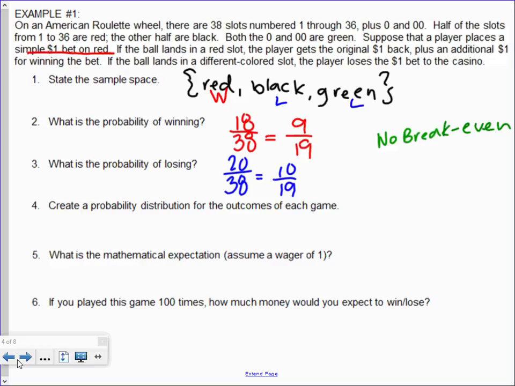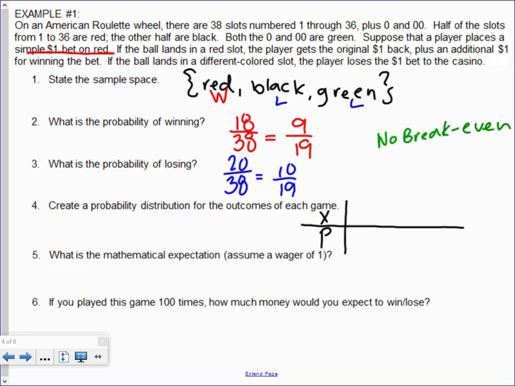We want to create a probability distribution. So that's our values and our probabilities. I'll just label it X for value, P for probability. And talk to me about when I place that $1 bet. What are things that can happen to me in terms of money for value? What can I lose and what can I win? And the different outcomes.